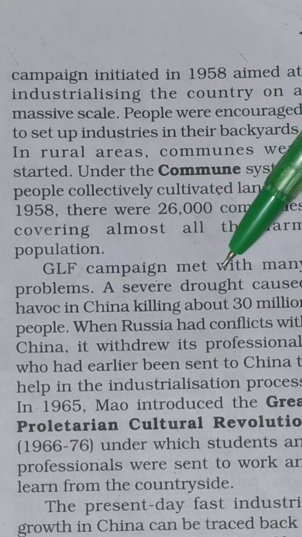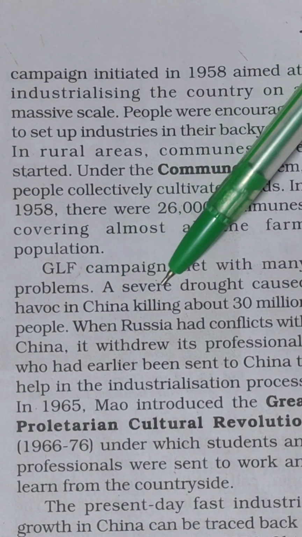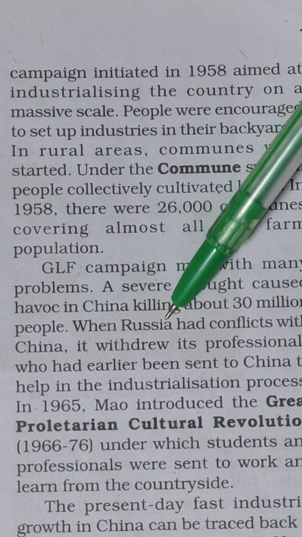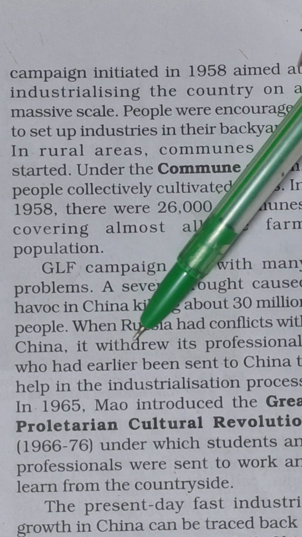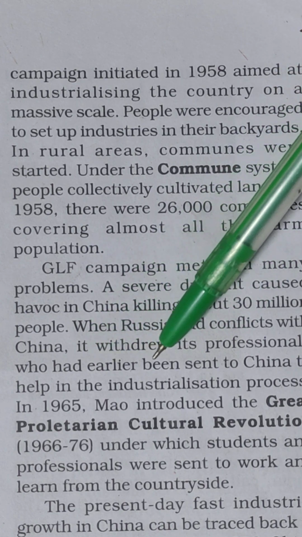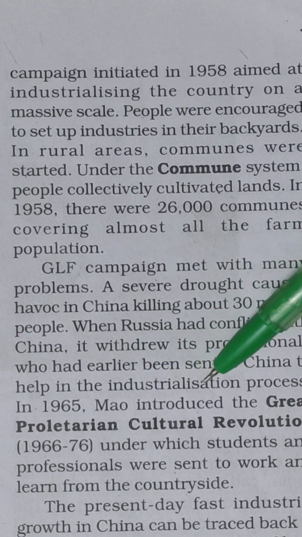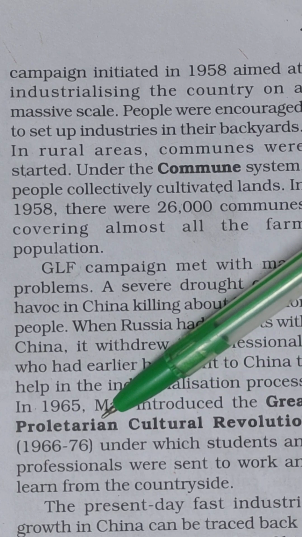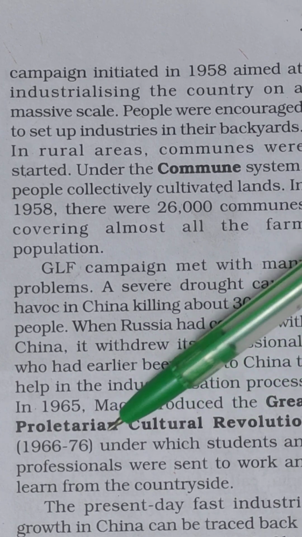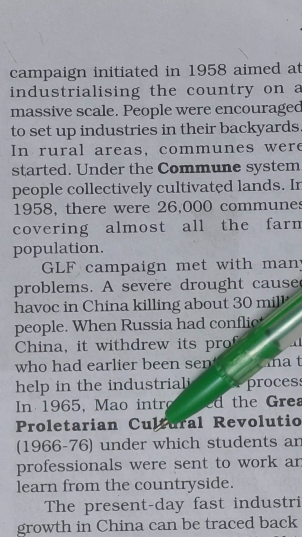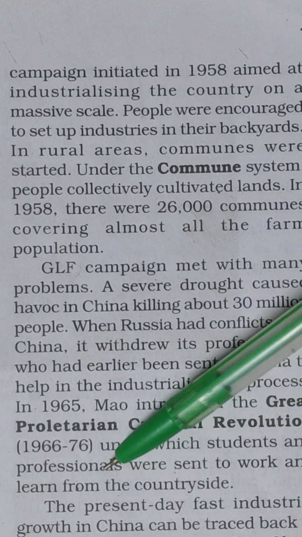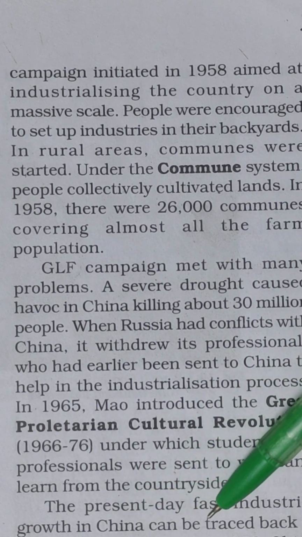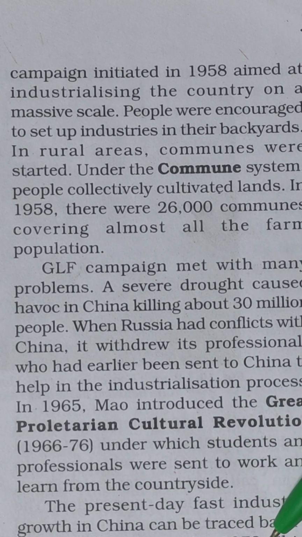Great Leap Forward campaign met with many problems. A severe drought caused havoc in China, killing about 30 million people. When Russia had conflicts with China, it withdrew its professionals who had earlier been sent to China to help in the industrialization process. In 1965, Mao introduced the Great Proletarian Cultural Revolution, that is, from 1966 to 76, under which students and professionals were sent to work and learn from the countryside. The present-day fast industrial growth in China can be traced back to the reforms introduced in 1978.